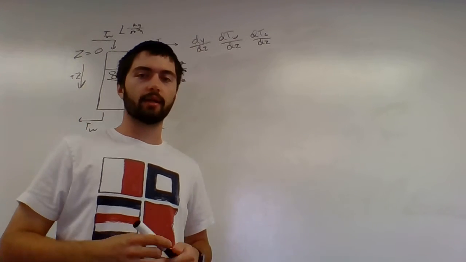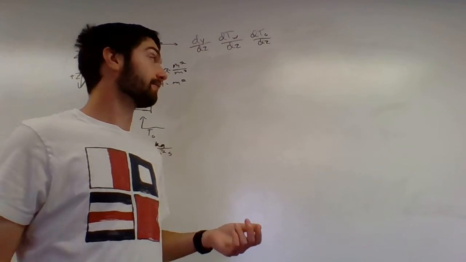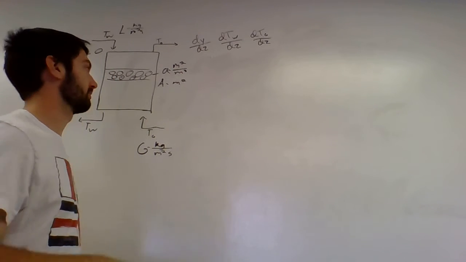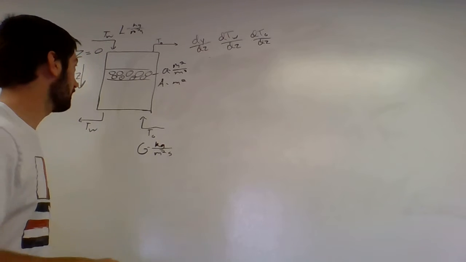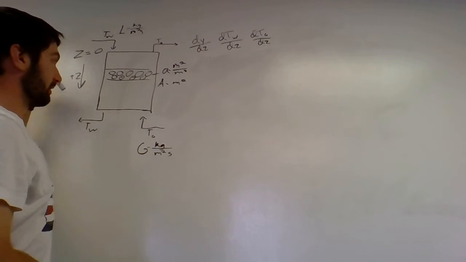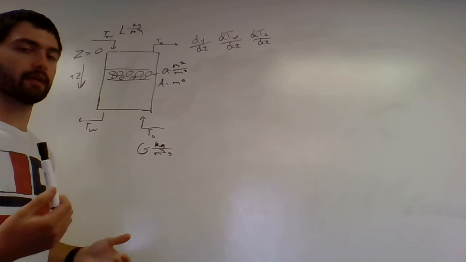Hey, it's Kyle again, and I'm going to talk about deriving differential equations for a cooling tower. So I'm going to describe the cooling tower we have real quick. We're defining position z equal to 0 of the cooling tower at the top, and the positive z direction is going down the cooling tower.